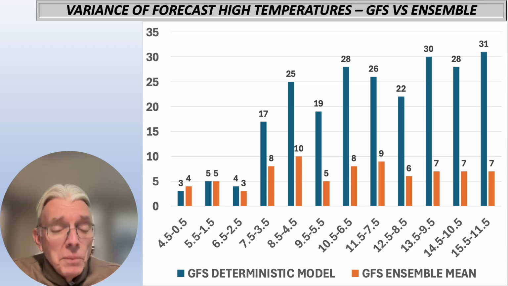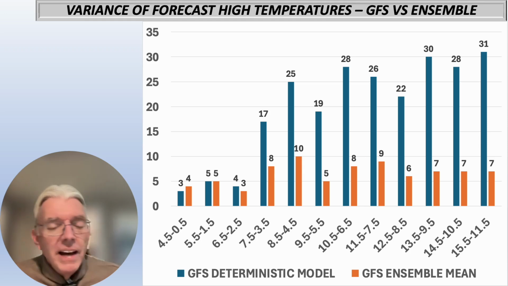It's just unbelievable the run-to-run jumps that took place over the past 4 days, verifying at different periods of time out into the future. But when you're knee-jerking 30 and 31 degrees between model runs, that's pretty bad.